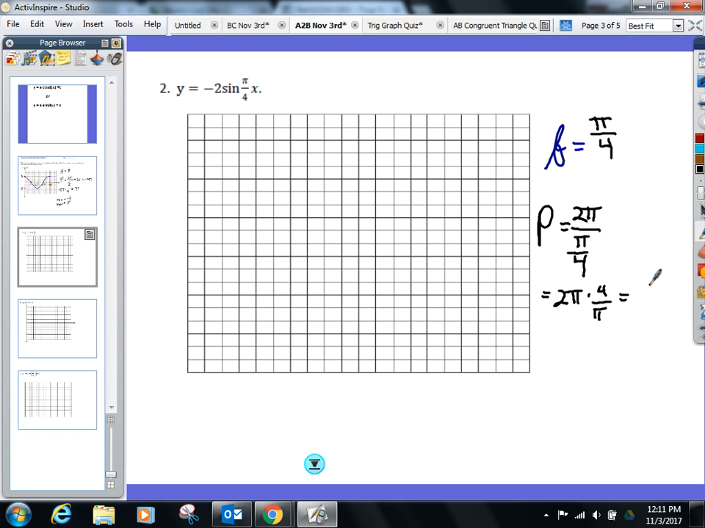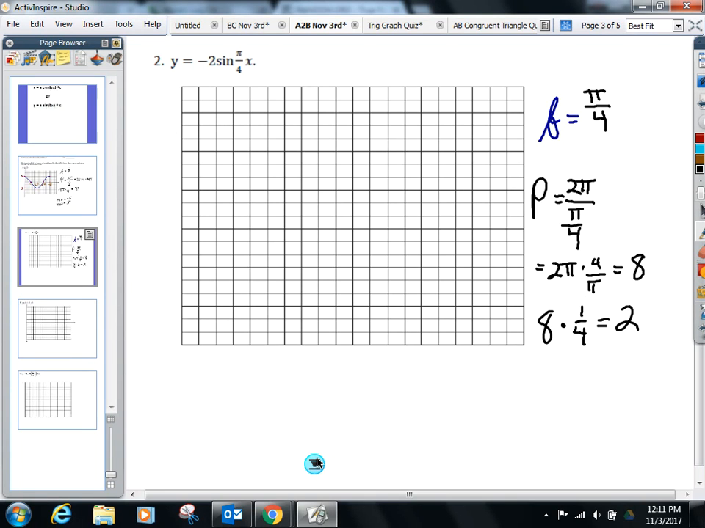So what's my period here? 8. No pi, just 8. So your x-axis should end at 8. Now I have to cut it up into equal intervals. What do I multiply the 8 by to find out what I'm going by? 1/4, and so I'm going by what? 2s. So your first value should be 2, and then a couple in between, so you end up at 8. But you're going by 2s now.